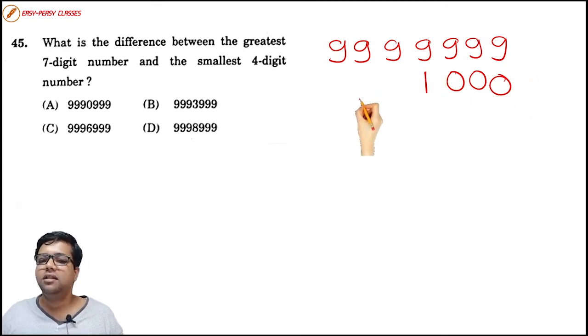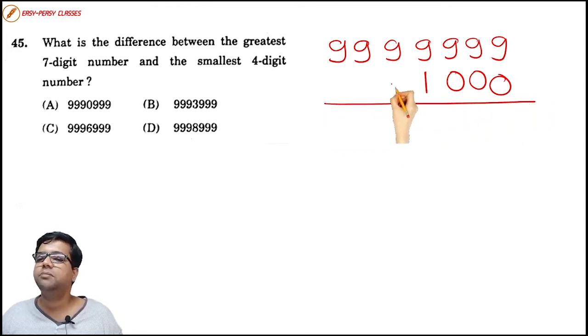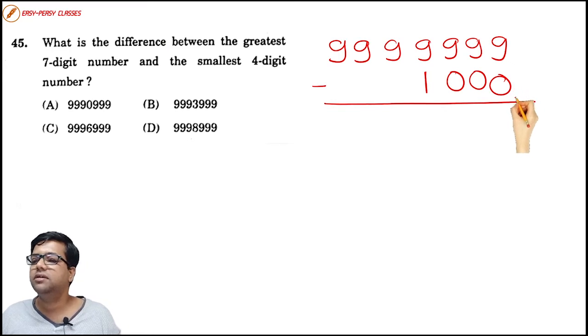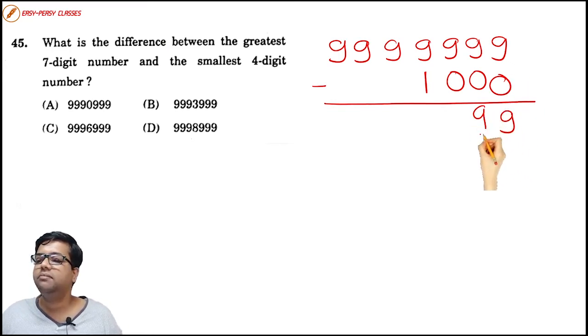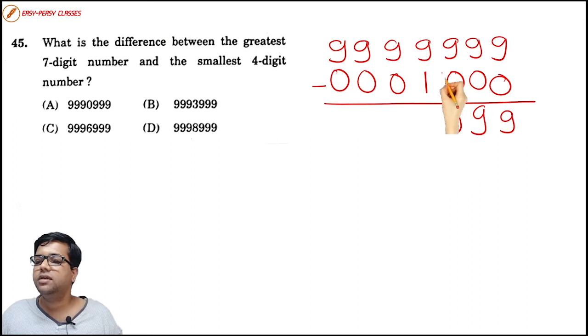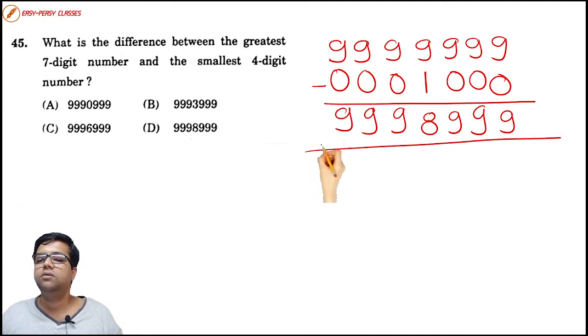So this is the least 4-digit number, and now you subtract this number from this number. So what will you get? 9 minus 0 is 9. 9 minus 0 is 9. You can keep zeros for your reference over here, so as not to be confused. 9 minus 0 is 9. 9 minus 1 is 8. 9 minus 0 is 9. 9, 9. So somehow you get this kind of answer.